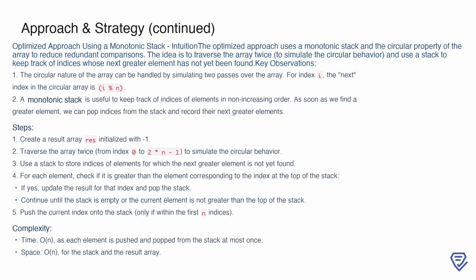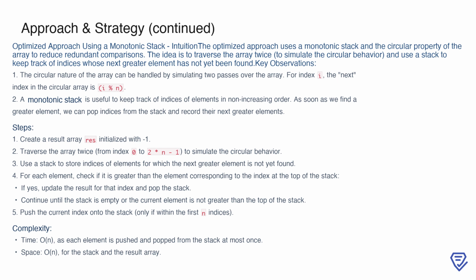The monotonic stack, which keeps indices of elements in a non-increasing order, allows us to quickly identify the next greater element. As we iterate through the array twice, we compare the current element with the element at the top of the stack. If the current element is greater, we update the result for that index and remove it from the stack. This process continues until no greater element is found or the stack is empty.